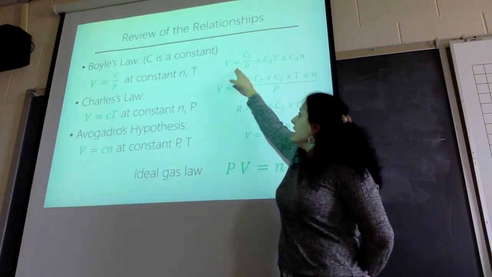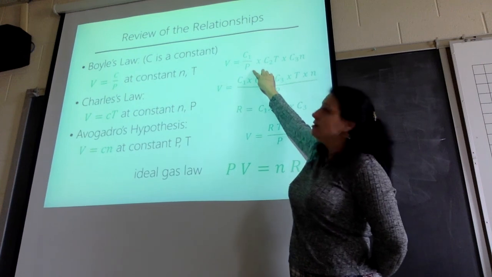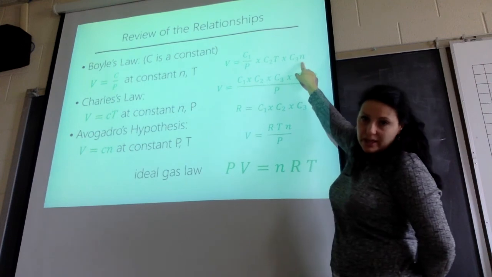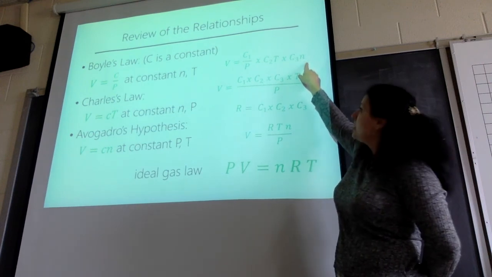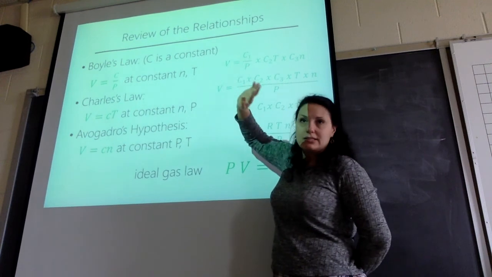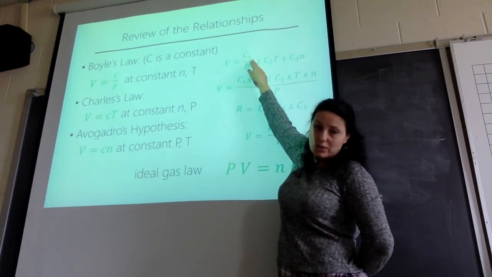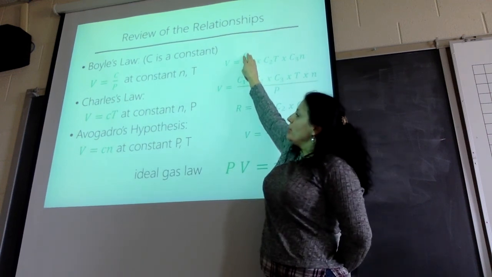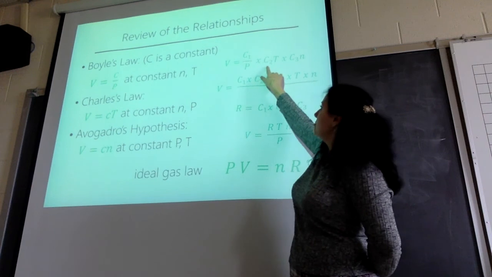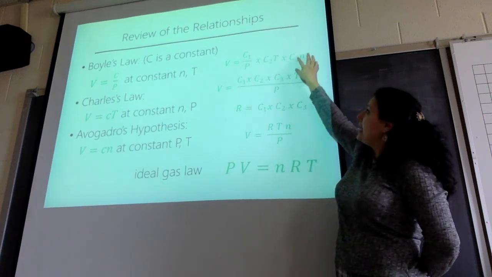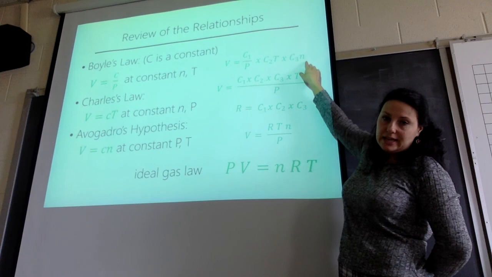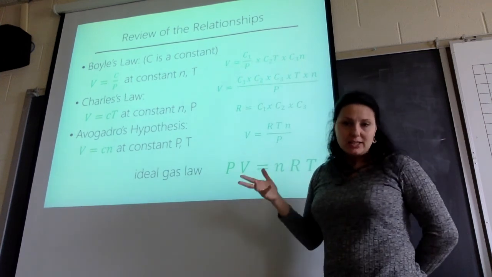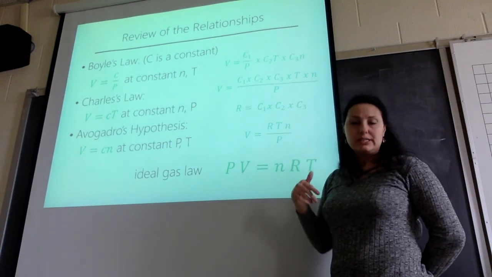We can say V is equal to C1 over P multiplied by C2 over T multiplied by C3 times N. Oh, I'm sorry, I said over T. Let me say it again. V is equal to C1 over P, this is Boyle's law, multiplied by Charles's law, C2 times T, multiplied by Avogadro's law, C3 times N. I have 1, 2, 3 here because my constants are different. They're constants, so it's a C, but they're different.